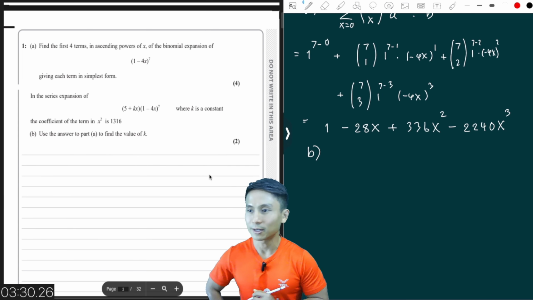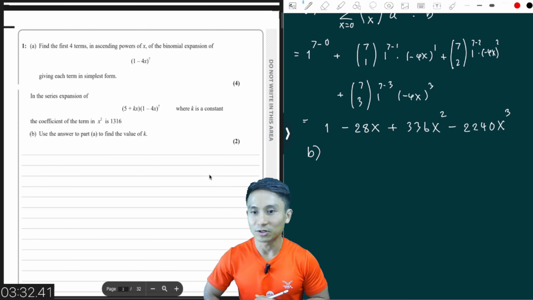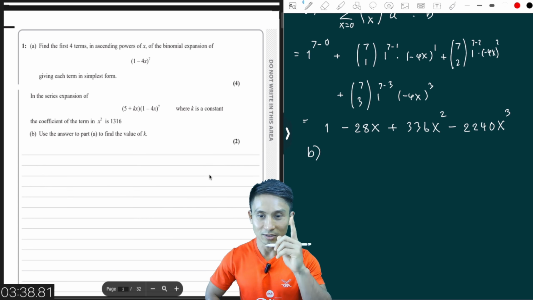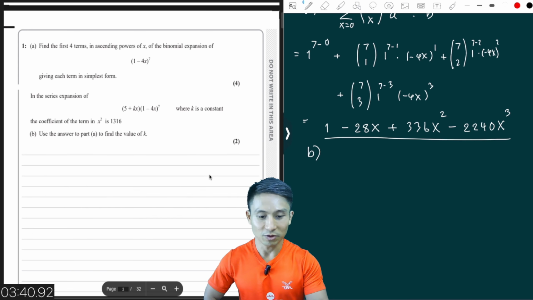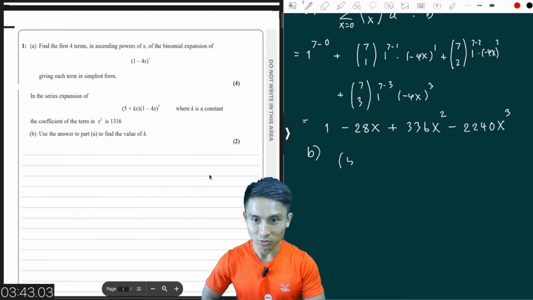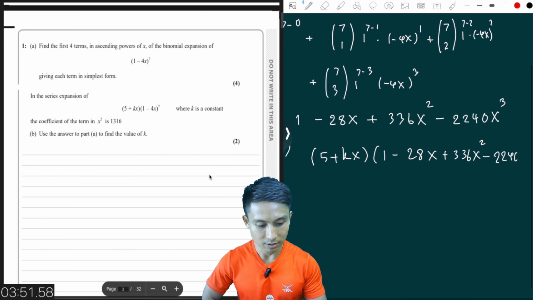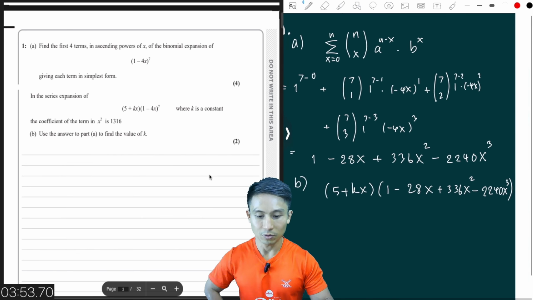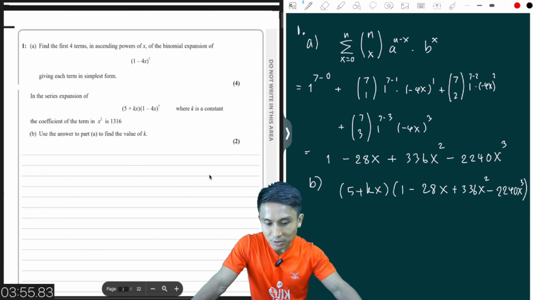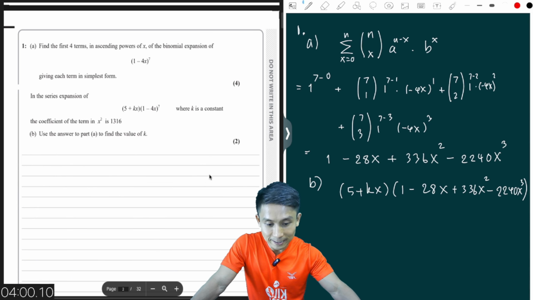And then part B. In the series expansion of that, where k is a constant, the coefficient of the term in x squared is that, right? So we've got the previous part here already, so we're just going to do 5 times kx and then times the one we got above, right? Okay, like that. Okay, you know what, I'm just going to check the first part again, because you can't be too careless about this.